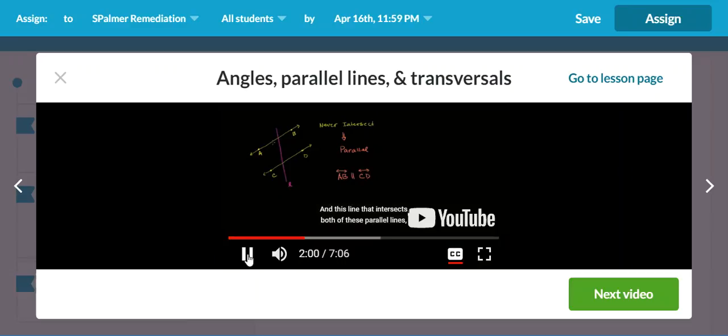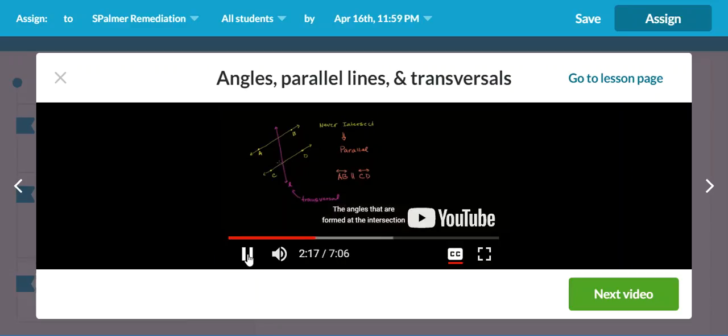And this line that intersects both of these parallel lines, we call that a transversal. This is a transversal line. It is transversing both of these parallel lines. This is a transversal.